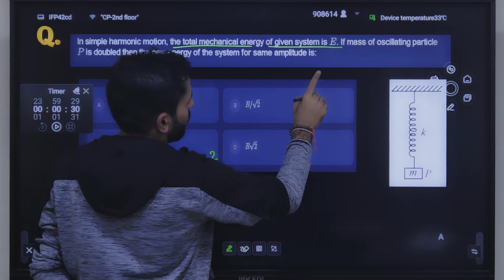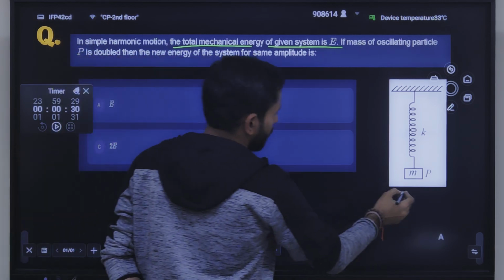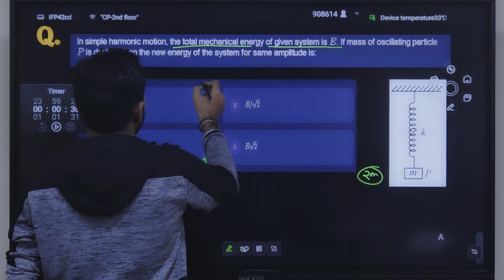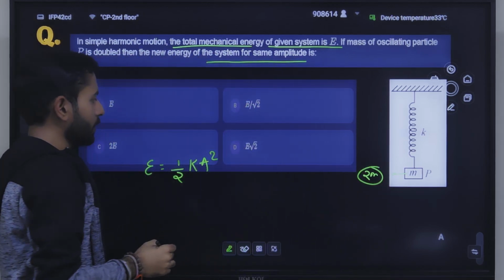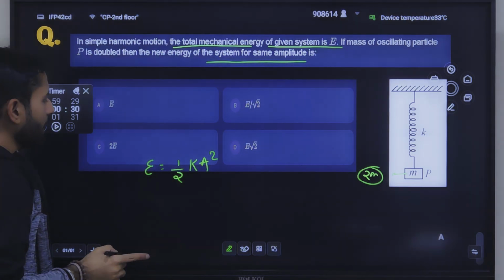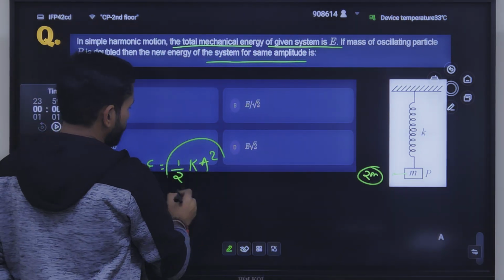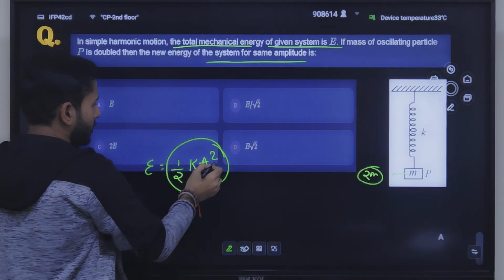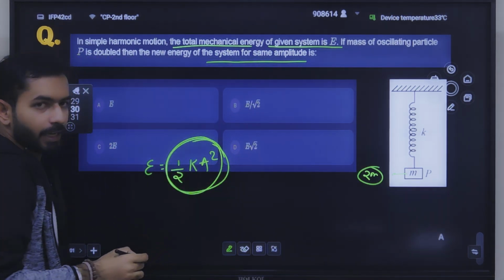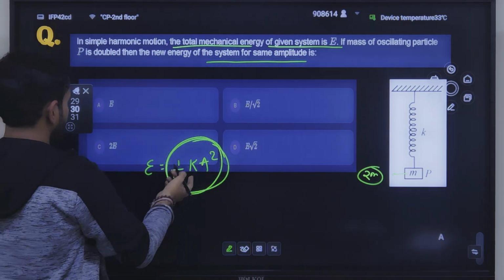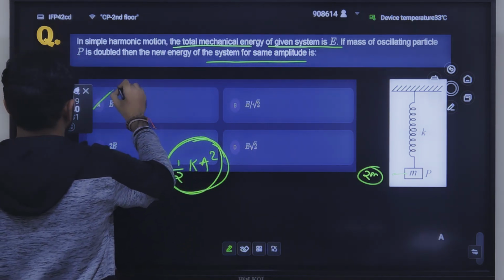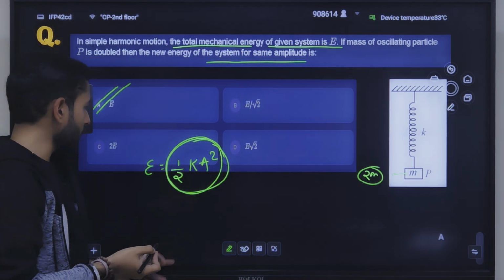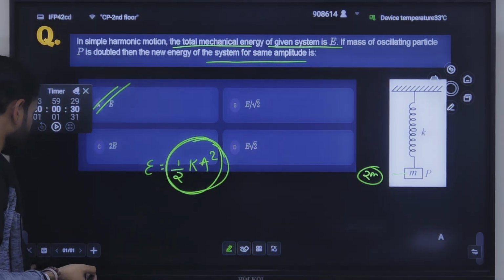And then what is happening? If the mass of the oscillating particle P is doubled, from M we are making it 2M, then the new energy of the system for the same amplitude is the same. If the amplitude is the same, does it matter what the mass is? Check the formula. Can I say my total mechanical energy is independent of mass? If it doesn't depend on the mass, the final energy will be E. Why would it change when it doesn't depend on the mass? Simple question, but a tricky one.